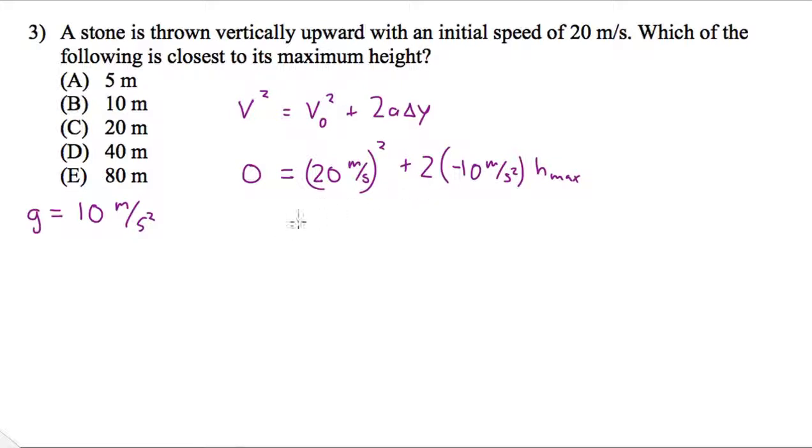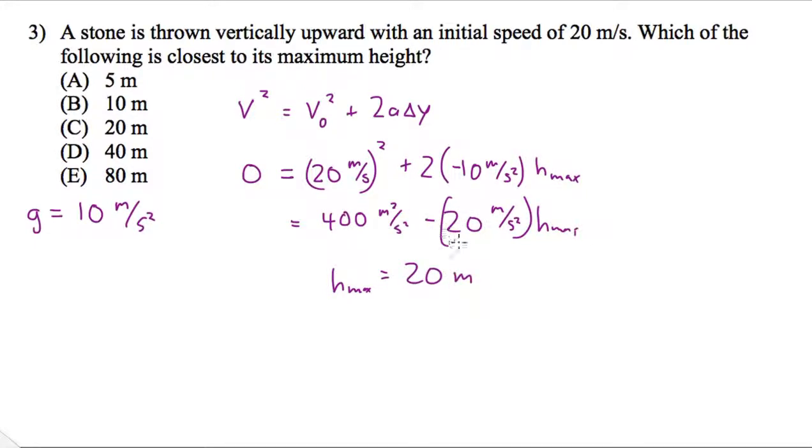And what you'll get then is this is equal to 400 meters squared per second squared minus 20 meters per second squared times h max. And when you do the math, you'll get that h max equals 20. So it's going to be 400 divided by 20 is 20 meters. And see, I didn't have to pull a calculator out there at all. Whereas if you'd done it with 9.8, you'd have to pull it out.